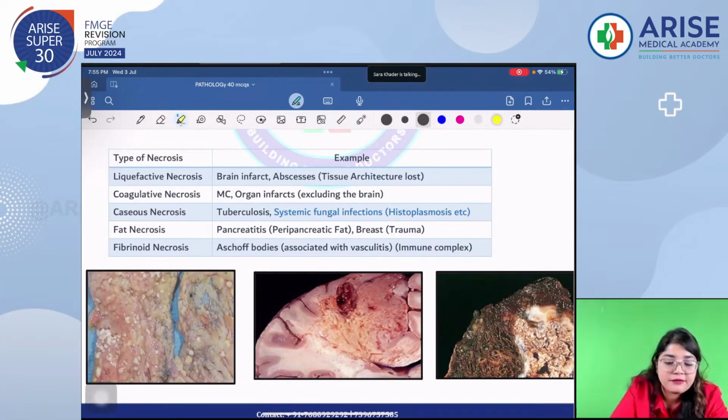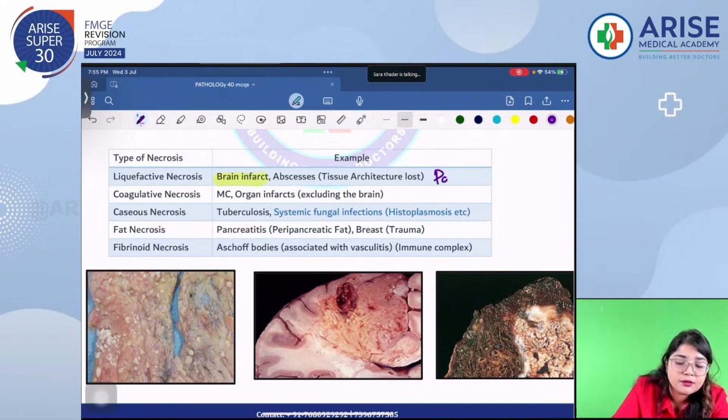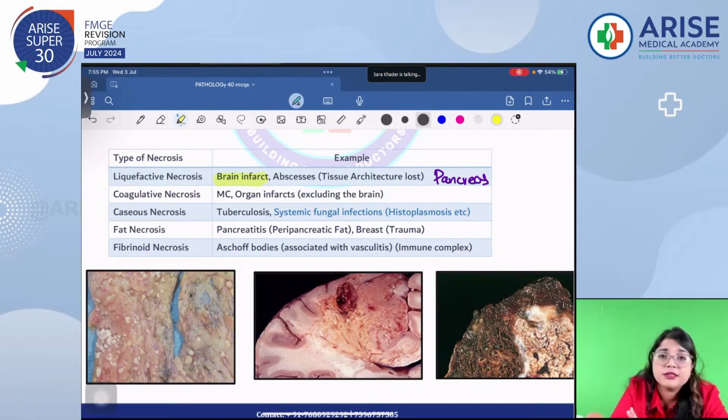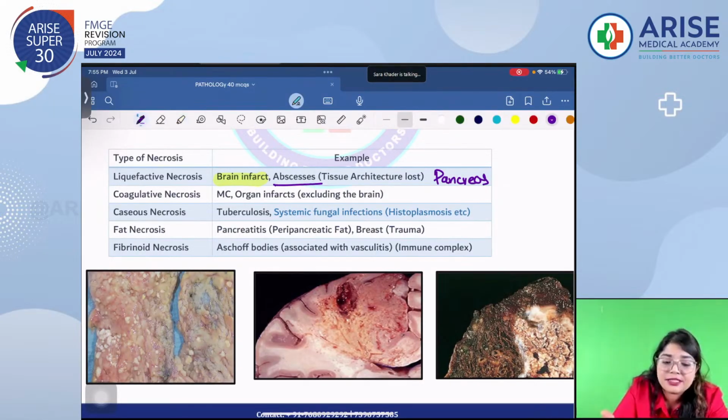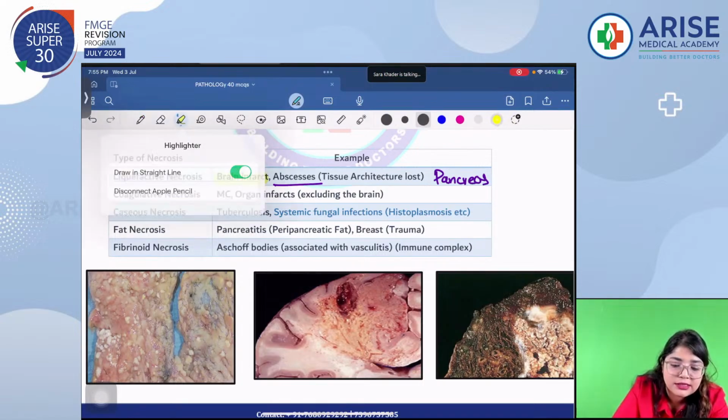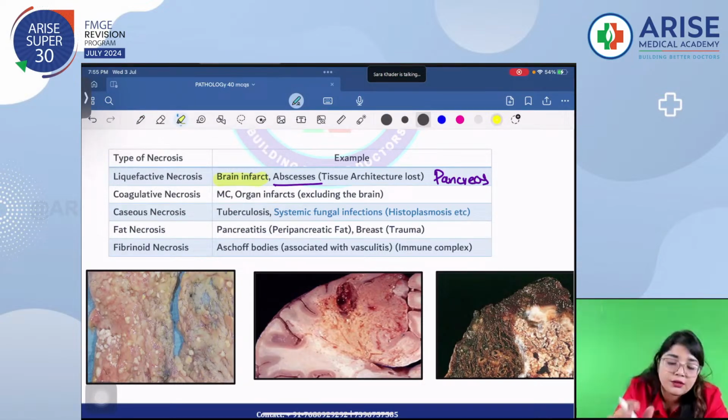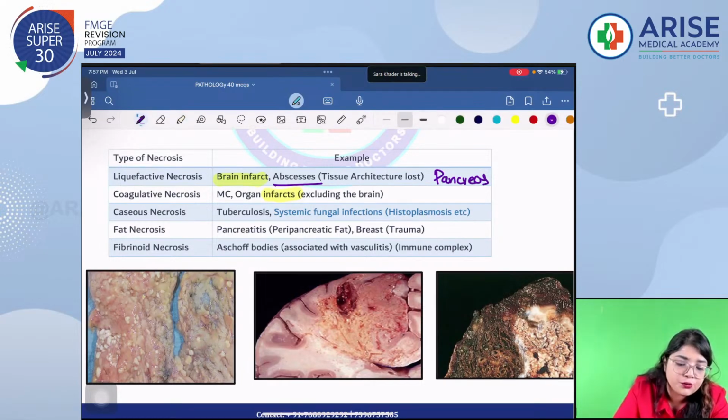You have liquefactive necrosis, where brain is affected as well as your pancreas. Remember, pancreas also undergoes liquefactive necrosis. What happens here? The tissue architecture is lost, right? It can also occur in abscesses. What about coagulative necrosis? Like I told you, it affects most solid organs except for your brain. And you see a wedge-shaped infarct here. I'm going to show you the infarct.